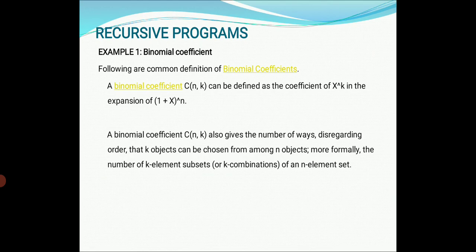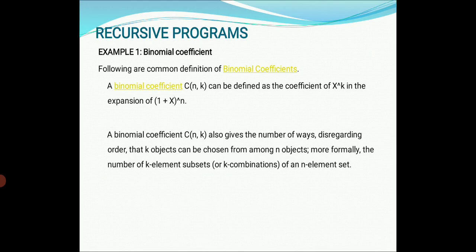Here is a recursive program. In the recursive program, example one is the binomial coefficient. These are some of the common definitions of the binomial coefficient. A binomial coefficient, that is C(n, k), can be defined as the coefficient of x to the power of k in the expansion of (1 + x) to the power n. So this is a normal definition of the binomial coefficient.